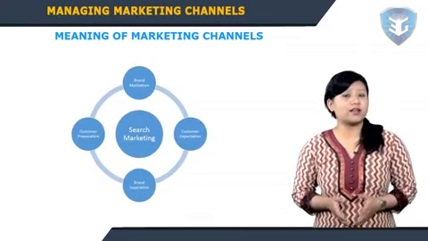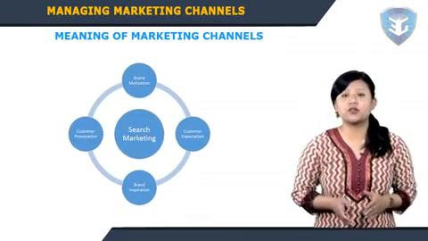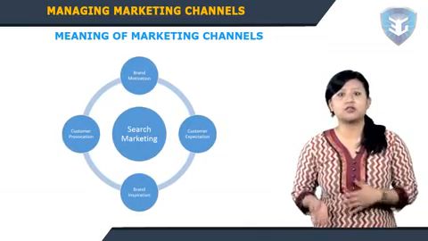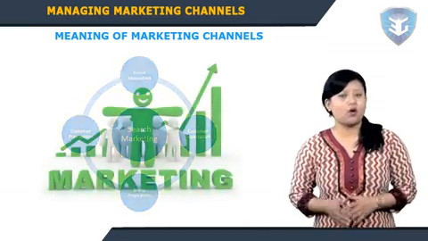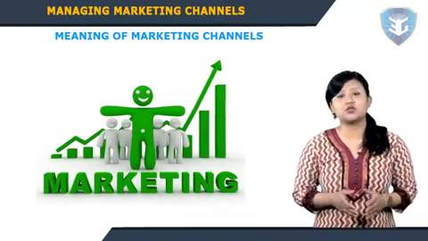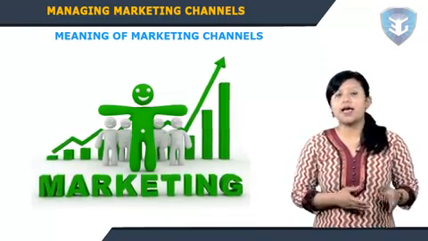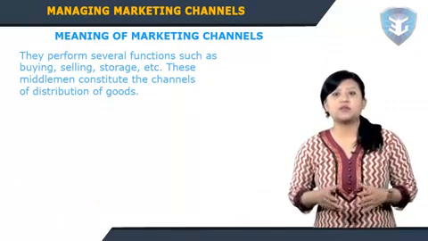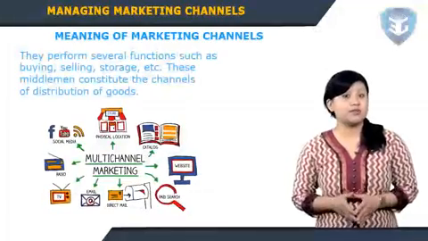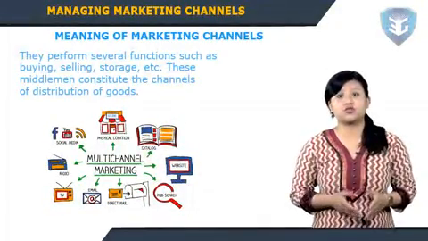Thus, we find that while coming from the producer at US, the product reaches the consumers by passing through several hands like an agent, a wholesaler and then a retailer. All these 3 are called the middlemen. These middlemen are connecting links between the producers of goods on one side and the consumers on the other. They perform several functions such as buying, selling, storage, etc. These middlemen constitute the channels of distribution of goods.